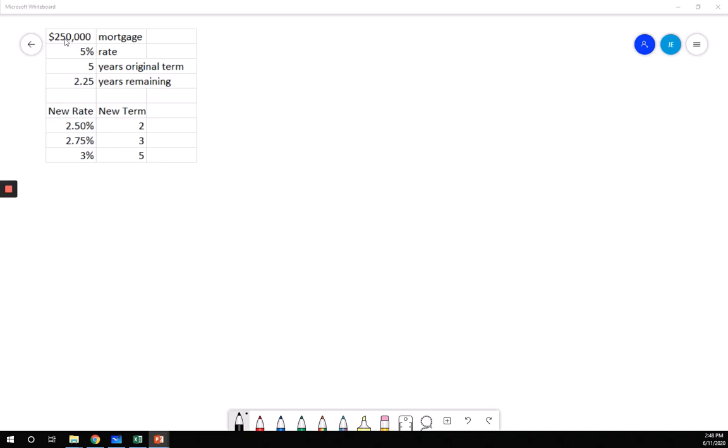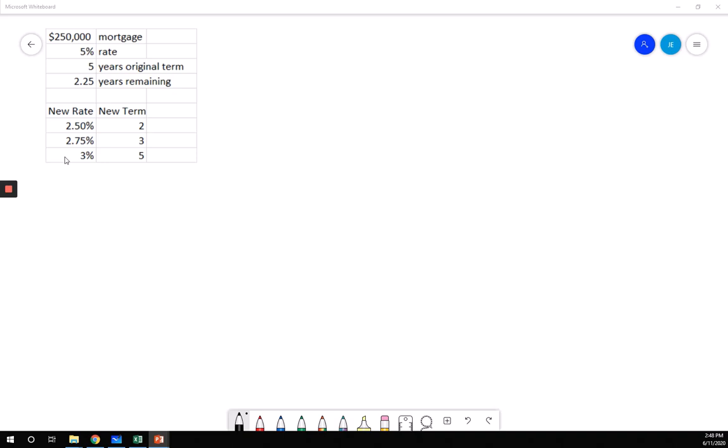So let's say you have a $250,000 mortgage. You are locked in at 5%. You originally had 5 years on your term, and you've got 2.25 years remaining. So we look at new rates. On a 2-year term, a new rate is 2.5%, on a 3-year, 2.75%, and on a 5-year, 3%.